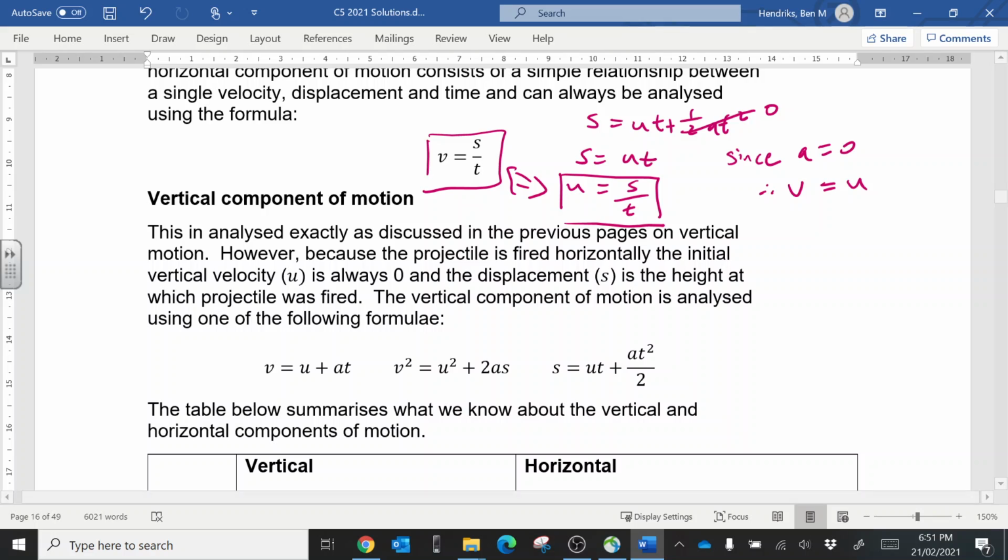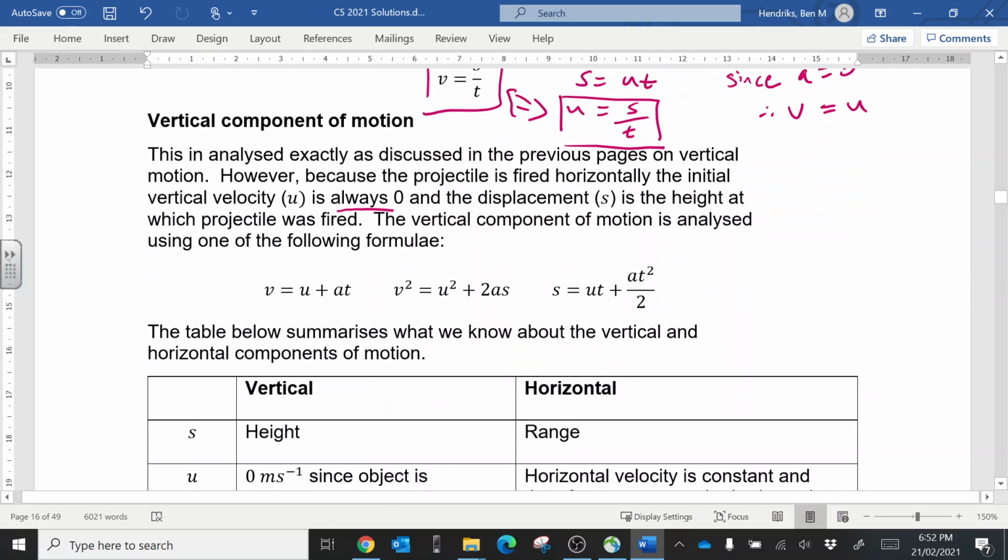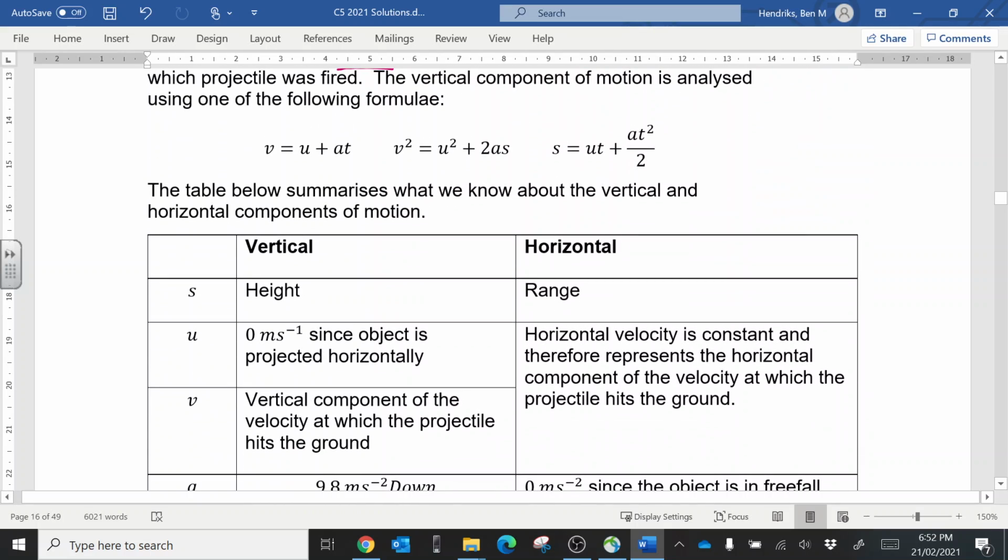Okay, so the vertical component of motion. This is analysed exactly as discussed in the previous pages on vertical motion. However, because the projectile is fired horizontally, the initial velocity u is always 0. So we'd never have an upward velocity or a downward velocity. And the displacement s is the height at which the projectile was fired. The vertical component of motion is analysed using the following formulas, and they're just your equations of motion.